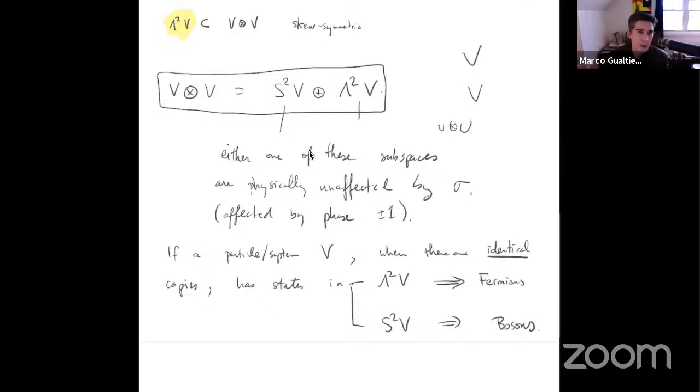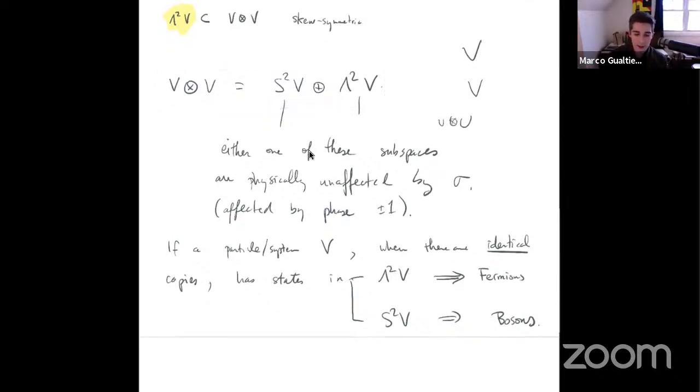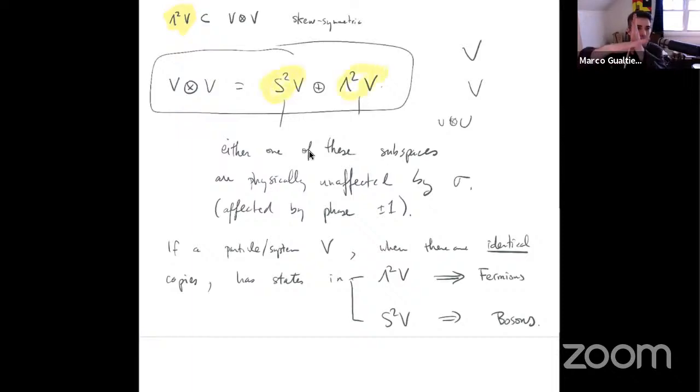Those are the axioms of quantum mechanics, after all, right? So if you have a pair of indistinguishable particles, they cannot be in any other state than in one of these two subspaces. They cannot be in a linear combination of these. That's what I'm trying to say. Yeah, that makes sense. Okay.